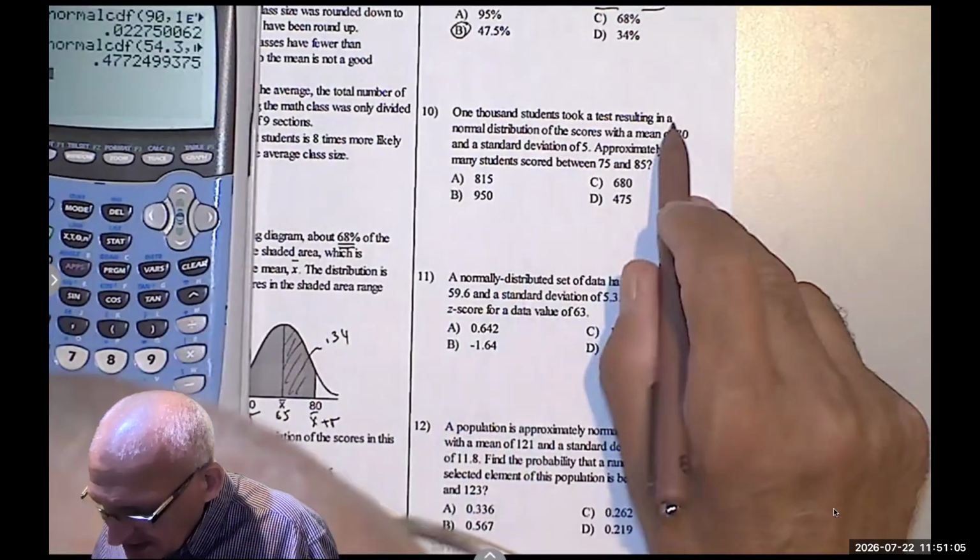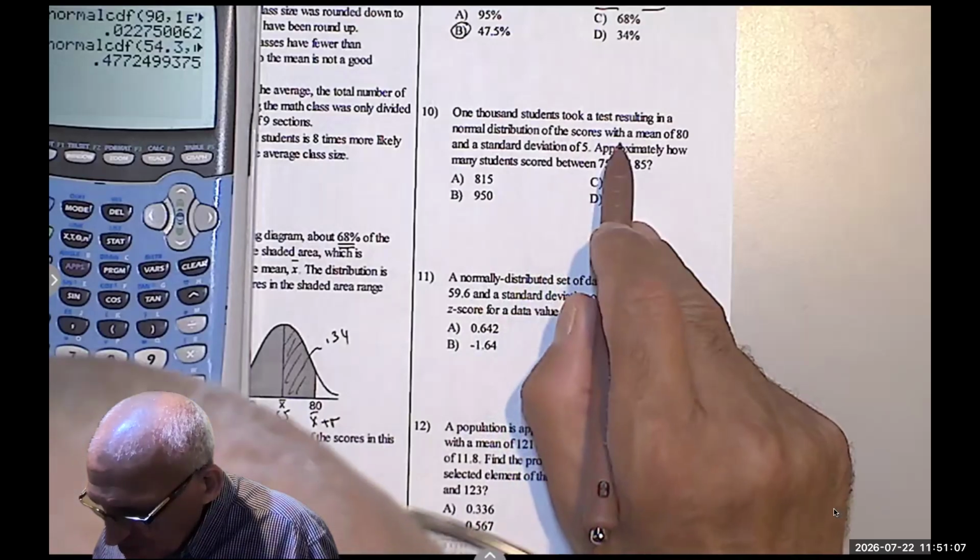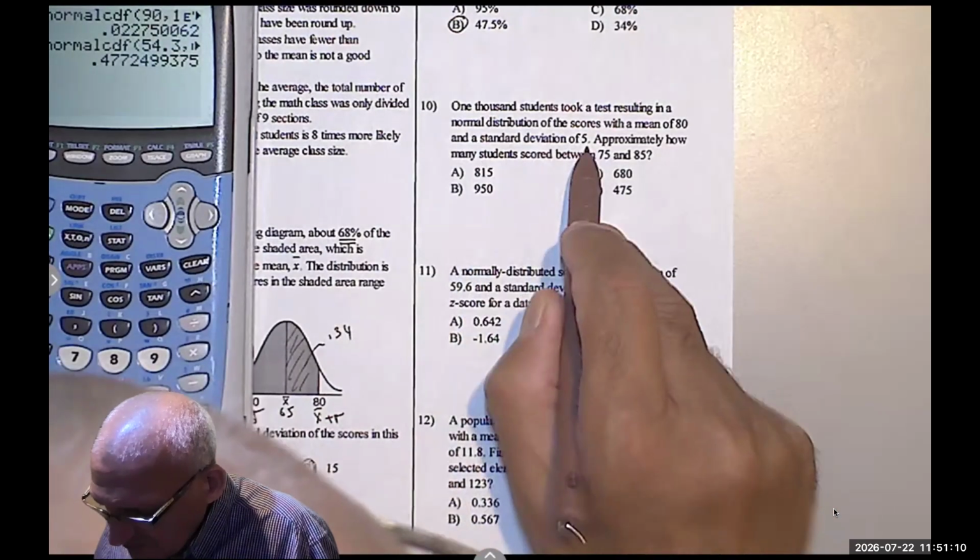1,000 students took a test resulting in a normal distribution of the scores with a mean of 80 and a standard deviation of 5.